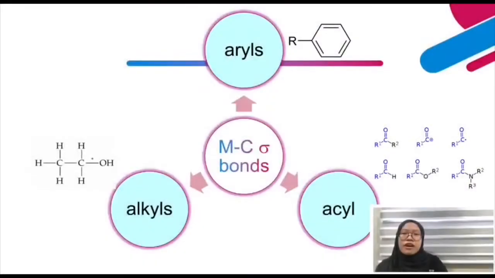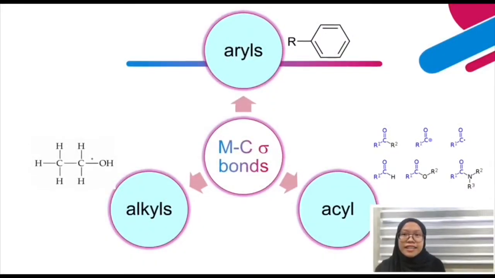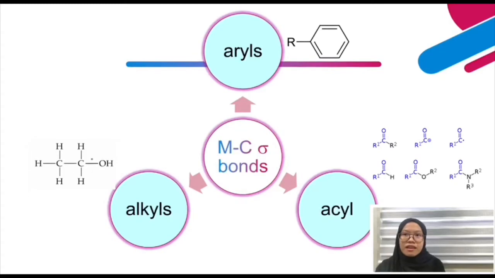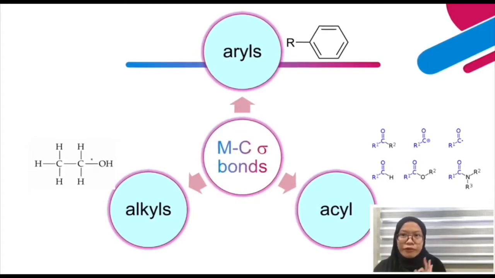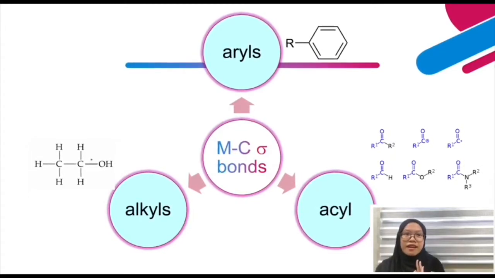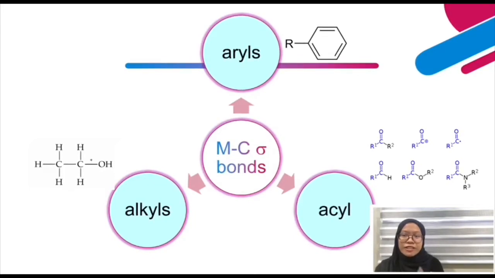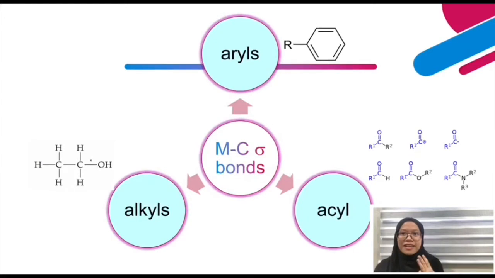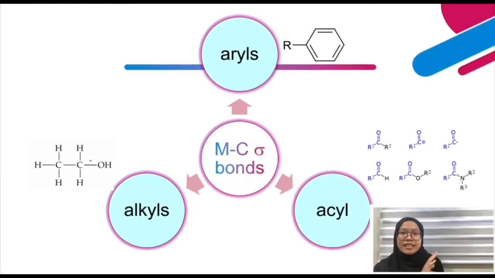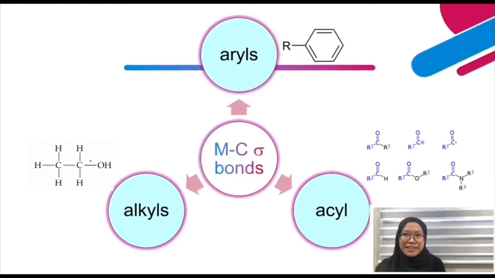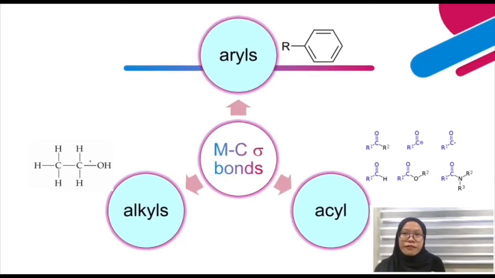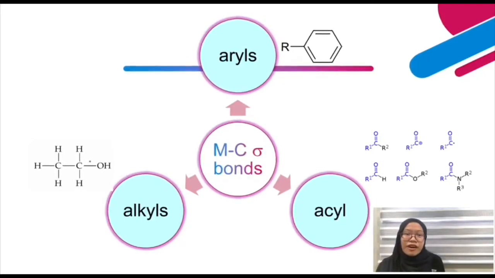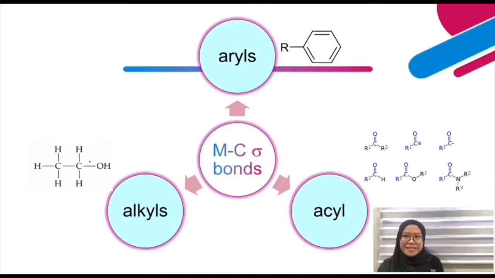I will elaborate about Chapter 4, which is compounds with metal carbon sigma bonds. First of all, there are three types of groups that a metal carbon sigma bond can form, which are aryls, acyls, and also alkyls. As you can see in the slide here, next to each name is an example of aryls, acyls, and alkyls.